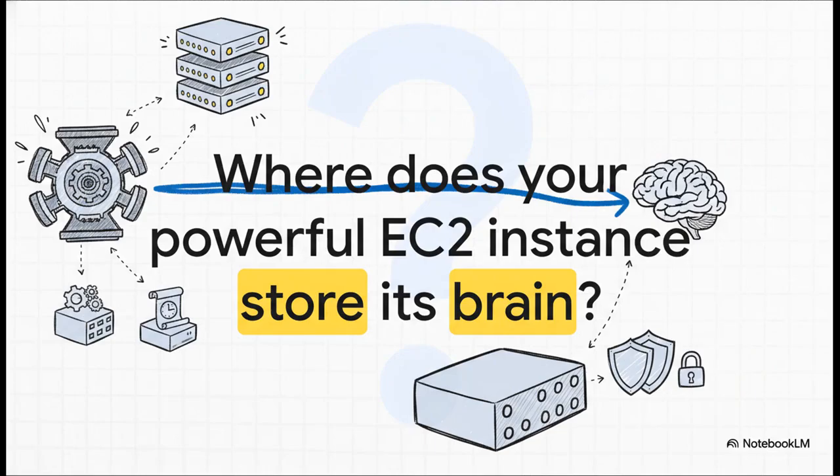Seriously, think about that for a second. Your EC2 instance, that's the engine, right? It's doing all the heavy lifting, all the computing. But its brain, the operating system, the applications, all that crucial data, it needs a place to live. And not just any place. It needs a home that's persistent, super reliable, and fast. That's exactly the problem EBS was built to solve.